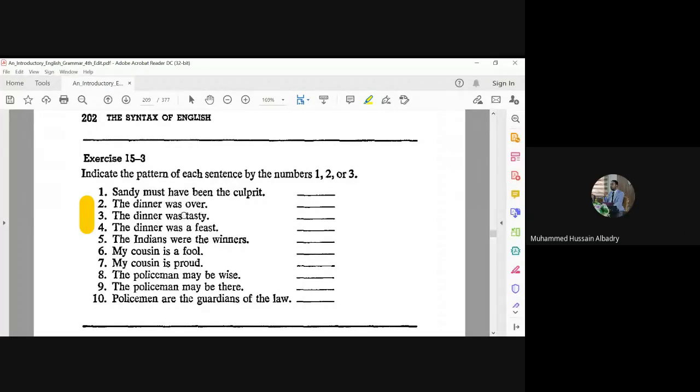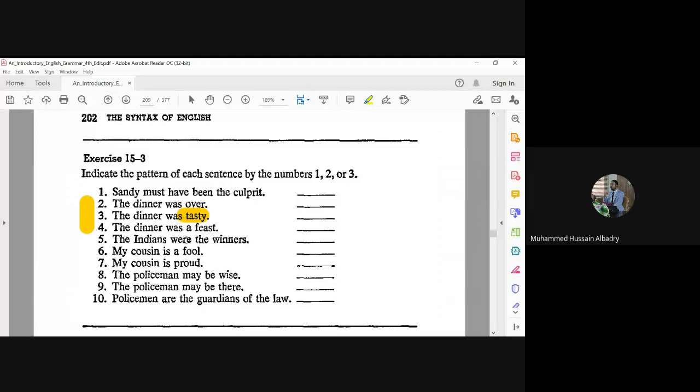So here tasty is what? An adjective. When we say the dinner was tasty, it is an adjective. We describe the dinner. We describe it as tasty, like when we say the dinner was delicious, the dinner was good. It is not a noun. Taste is a noun, but tasty is an adjective. So here it depends on the student knowing the adjectives and distinguishing them, whether they are adjectives or adverbs.